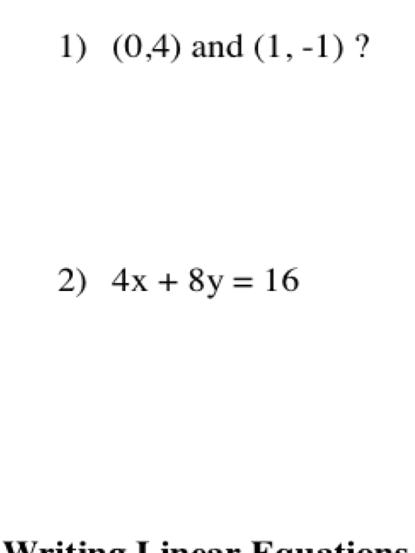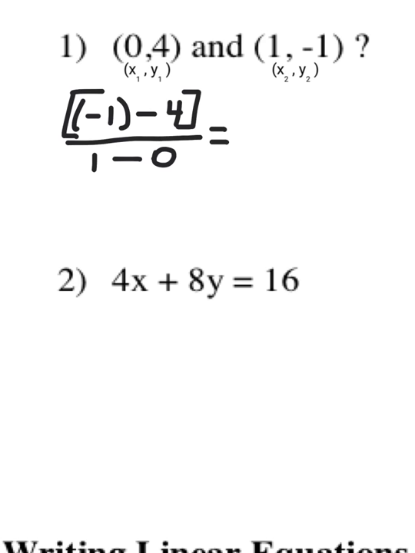First, let's label our points. I'm going to label the first point x1, y1, and I'm going to label the second point x2, y2. Once I have my points labeled, I can go ahead and insert those numbers into my formula. All right, so I have substituted in my y2 right here and my y1 right here. So I have -1 minus 4 over, so this is going to be in the numerator, my x difference, which is x2, which is 1, minus x1, which is 0.